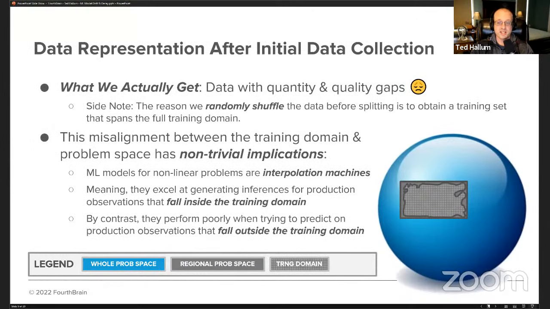The unfortunate thing is that instead of that, what we normally get is this. When we first do data collection, we get a training domain that covers a good portion of the problem space that we intend to model, but there are a lot of gaps and little alcoves and portions of the problem that we wanted to model that don't actually get represented by the data that we have. And the implications of this are substantial.